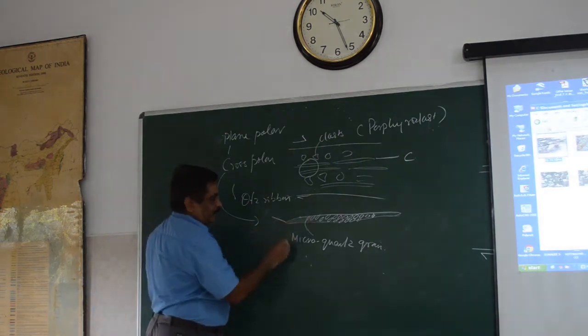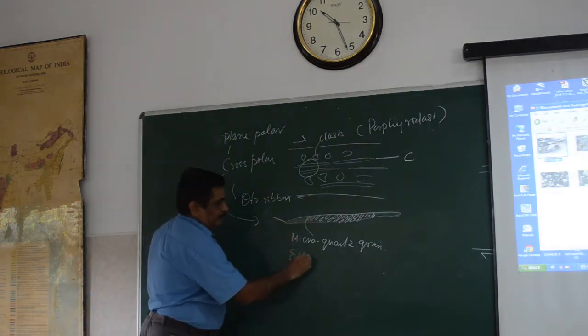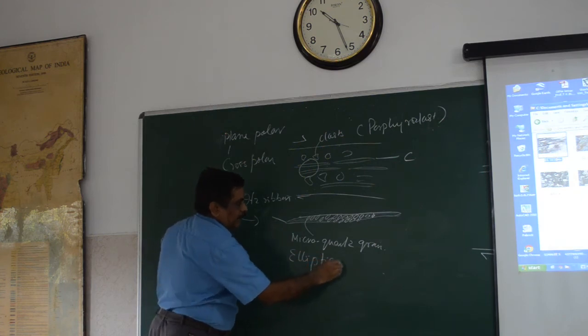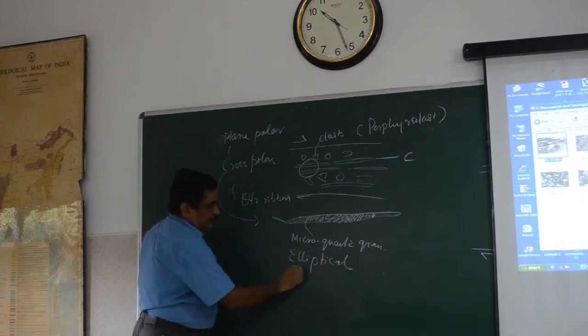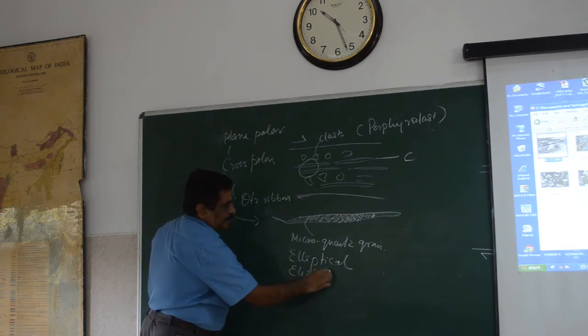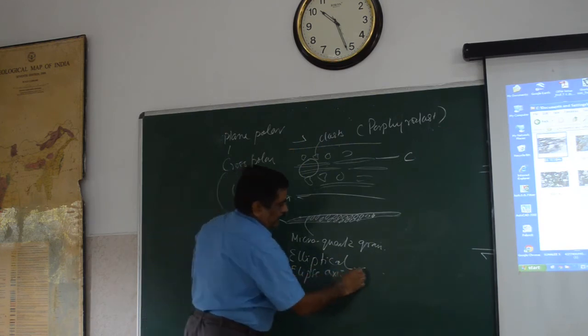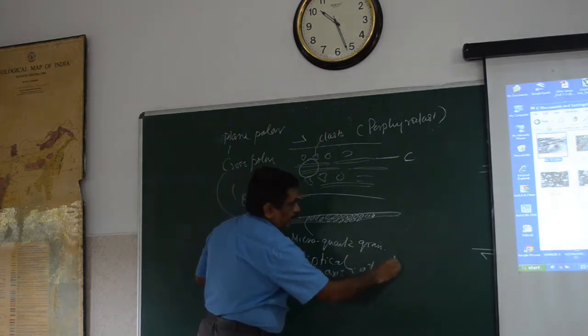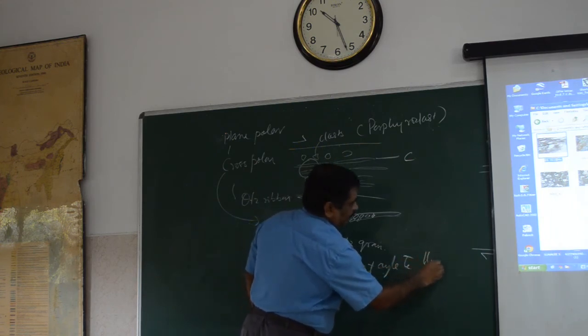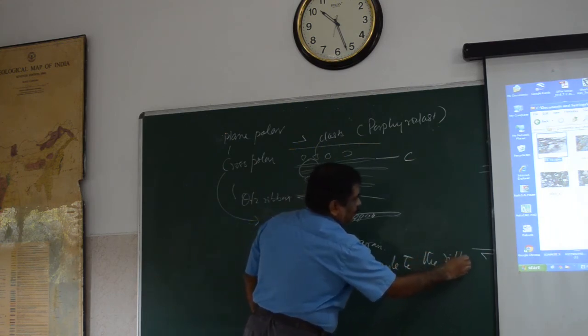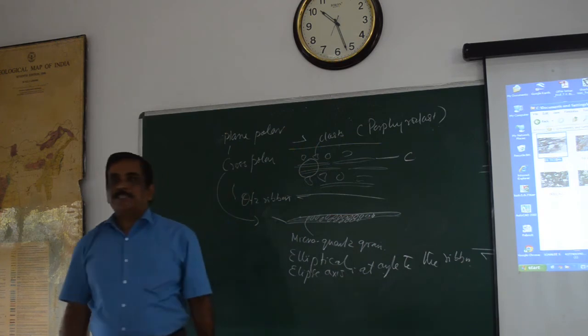The grains are elliptical in nature, and the ellipse axis is at an angle to the ribbon. At an angle to the ribbon. This I will show you.